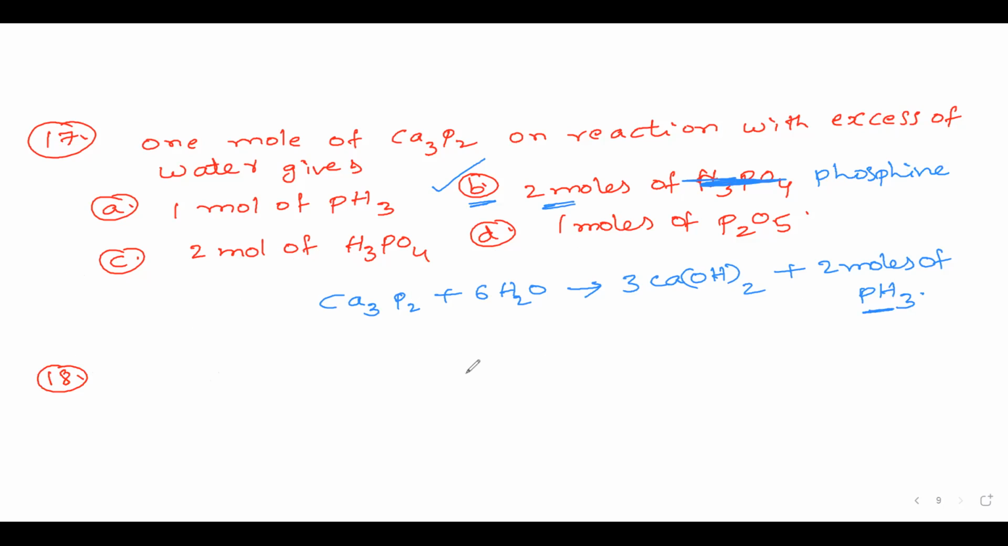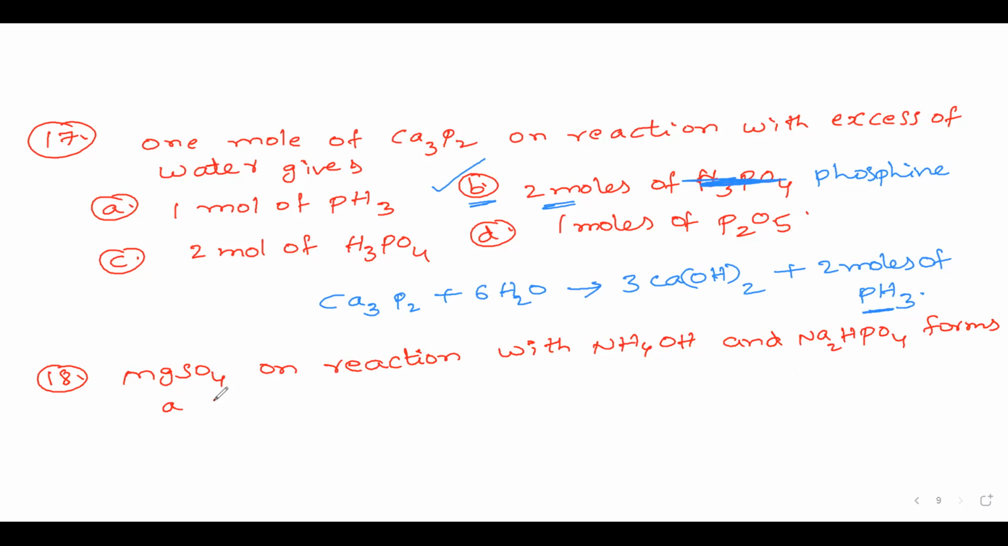Next question, question number 18. Magnesium sulfate on reaction with ammonium hydroxide and sodium phosphate, Na2HPO4, forms a white crystalline substance. What is its formula?